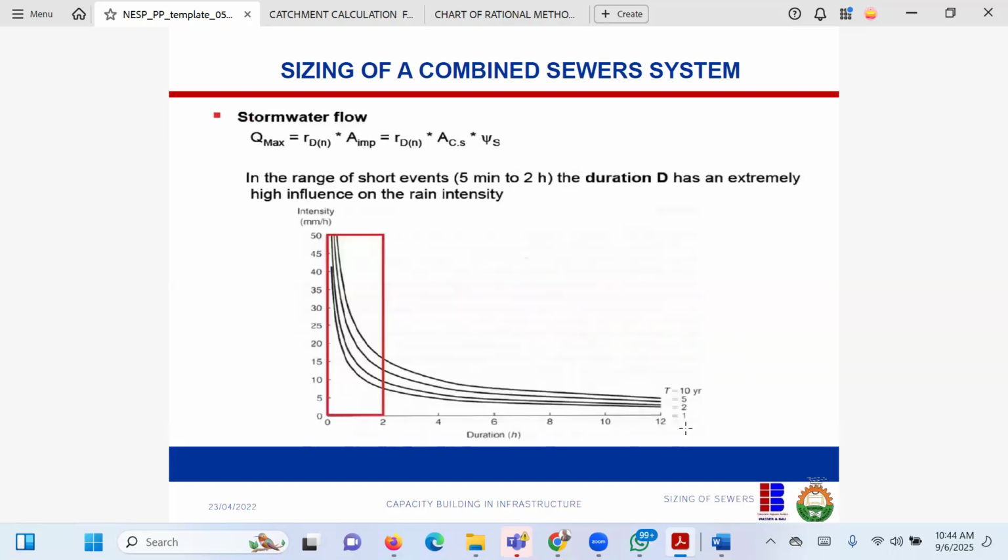So this is a typical intensity, duration, frequency curve. Somebody is raising his hands. Abayomi, what's the question, sir?